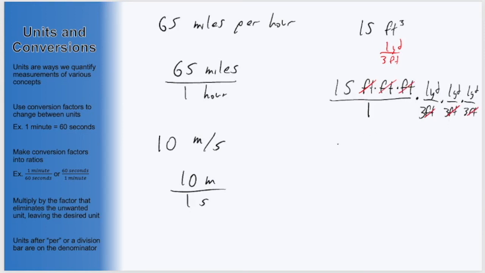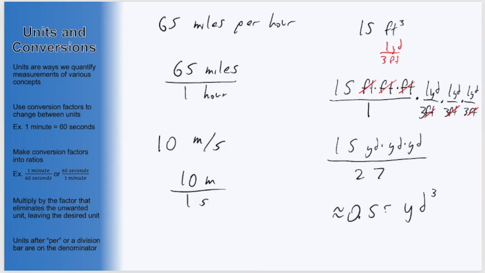And this will leave us with now 15 yards times yards times yards on the numerator, and 3 times 3 times 3, which is 27, on the denominator. Multiplying 3 units of yards together gives us cubic yards, and doing the division of 15 over 27 will give us approximately 0.556 cubic yards.